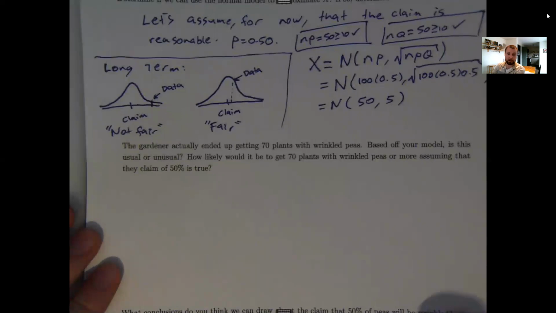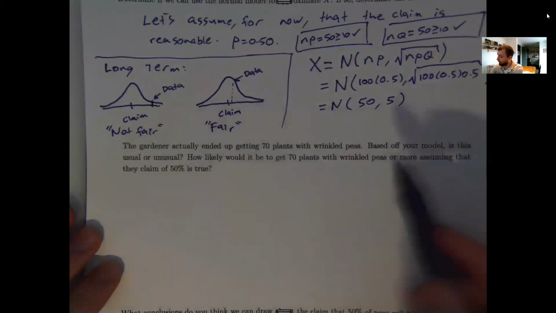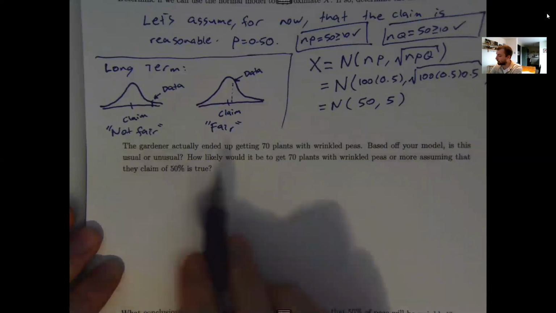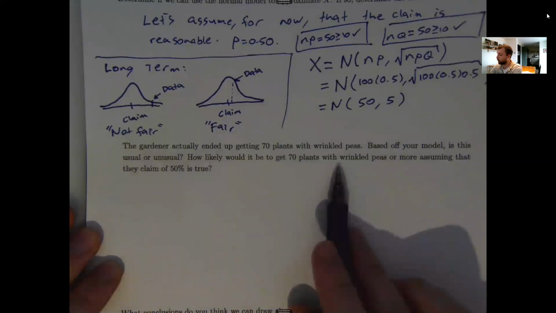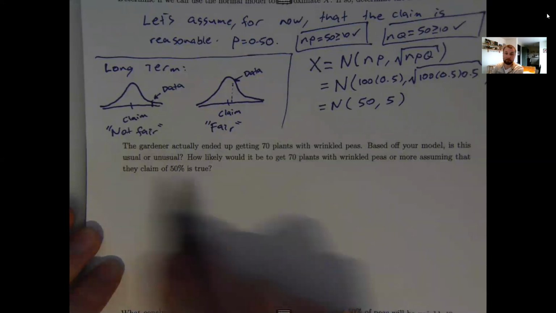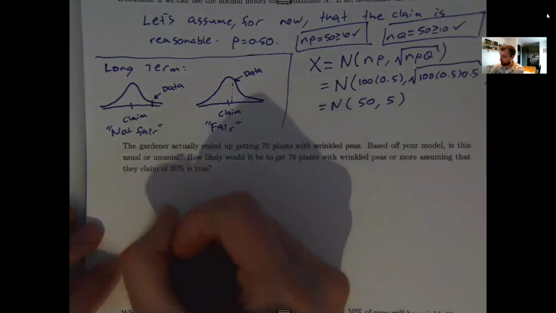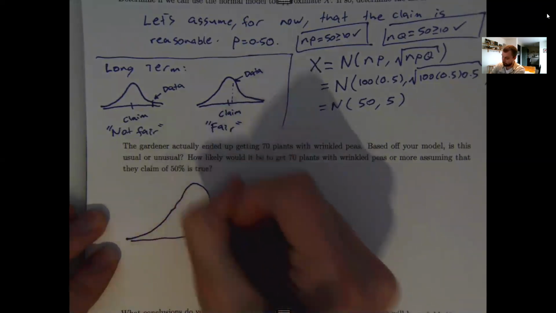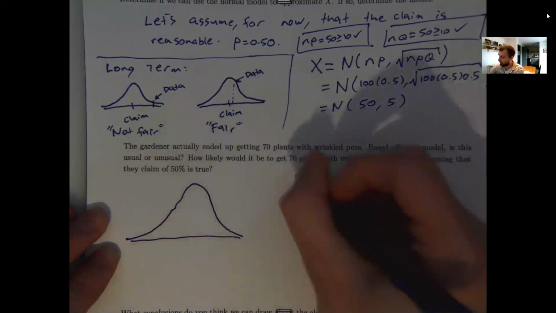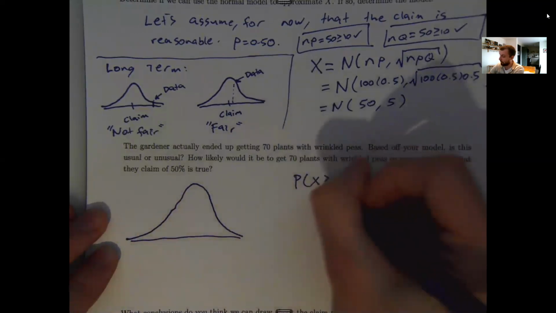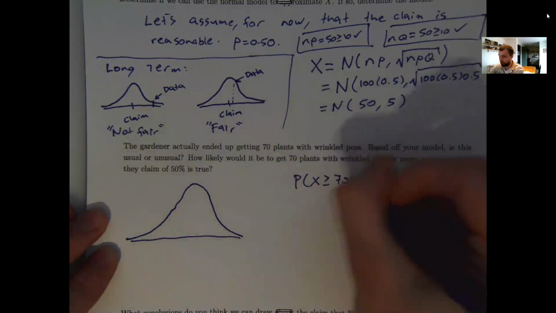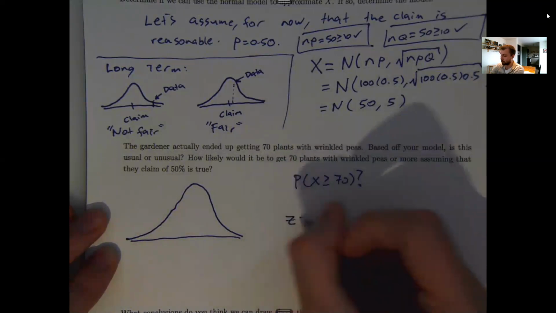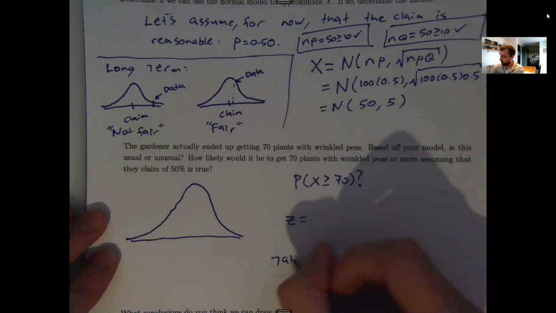Suppose a gardener ended up getting 70 plants with wrinkled peas. Based off of your model, is this usual or unusual? How likely is it to get 70 plants with wrinkled peas or more, assuming the claim is true? Okay. We're going to draw our picture. We're trying to answer the question of how likely is it to have 70 or more wrinkled peas. I'm going to find a z-score, and I'm going to look it up in a table.